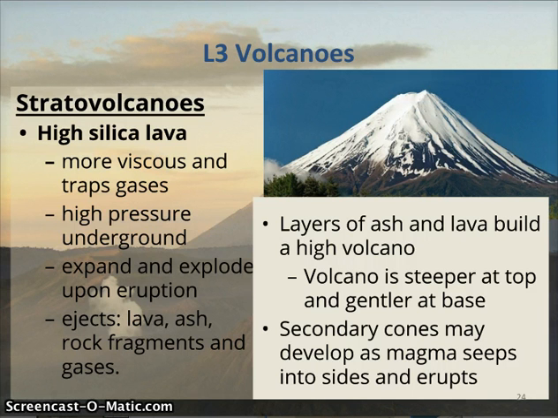Now, these include the light rocks like pumice, which you can find in my rock kit, up to 1-ton car-sized pieces of rock. Now, the initial eruptions of a stratovolcano begins with ashes and coarse rock fragments, and the subsequent eruptions of lava covers this ash, which prevents its erosion. So layers of ash and lava will continue erupting, building a high volcano, which is steeper at the top and gentler at the base. So the secondary cones may also develop as the magma seeps into the sides and erupts because of the very explosive nature of this kind of volcanoes.